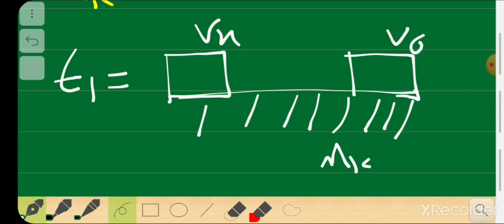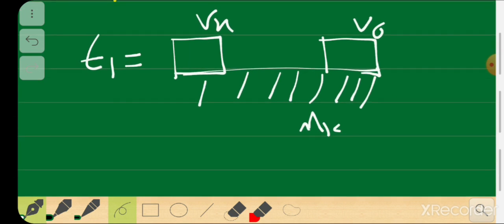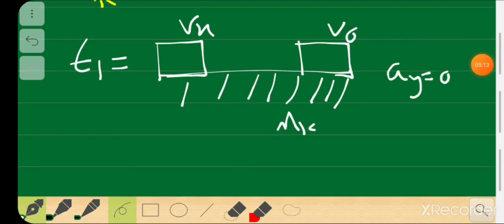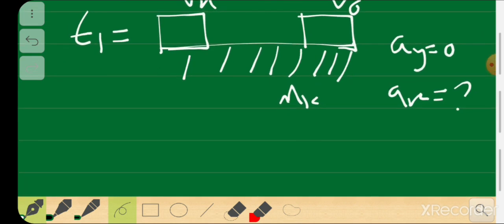Right? In the meantime, you can see there is no motion in the y direction. So you can say ay is equal to 0, straightforward. Ay is equal to 0, and ax will be some acceleration we don't know. Now let's write in terms of Newton.